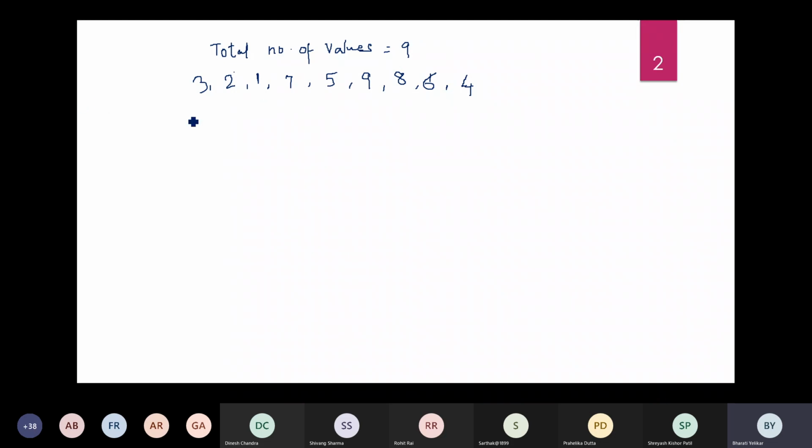So first of all, what you are supposed to do? You have to arrange it in ascending order, smallest to largest. Understand that these are random values, taken simply. So what will be the ascending order? 1, 2, 3, 4, 5, and so on up to 8 and 9. Now what is the definition of median?